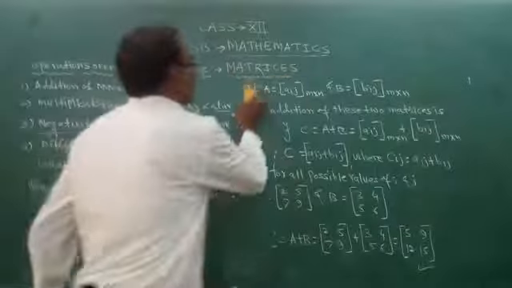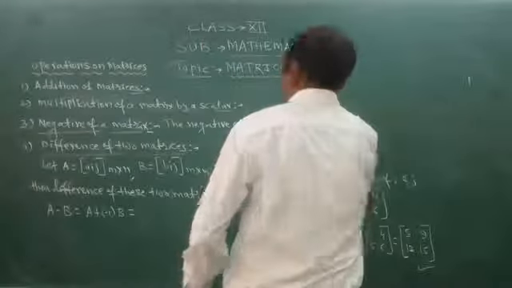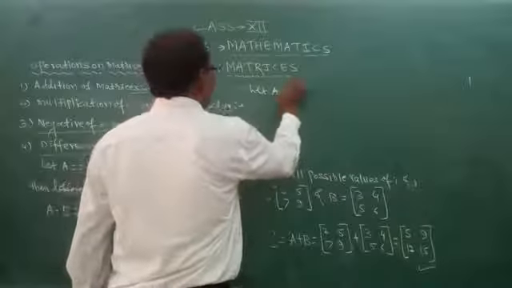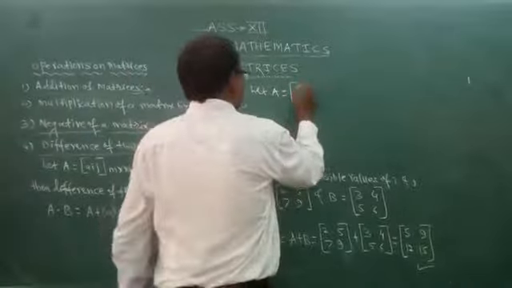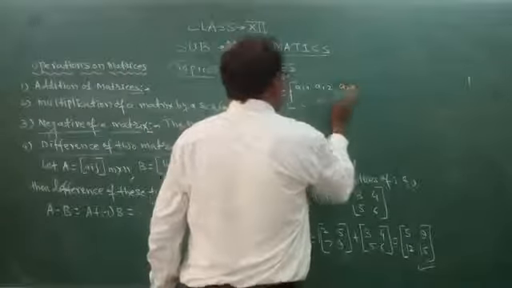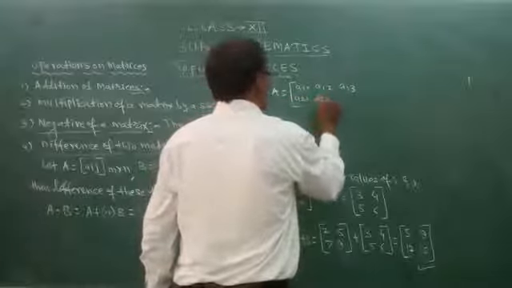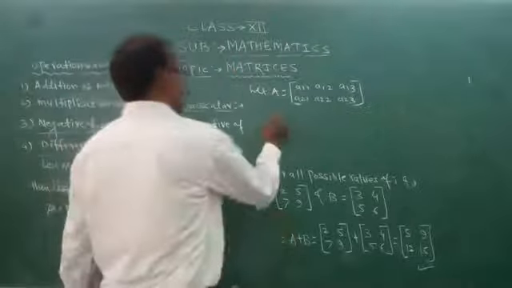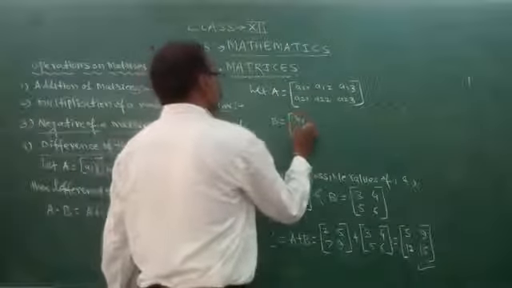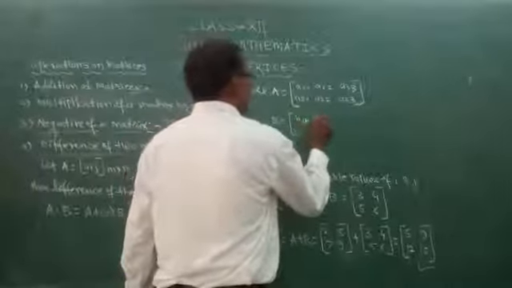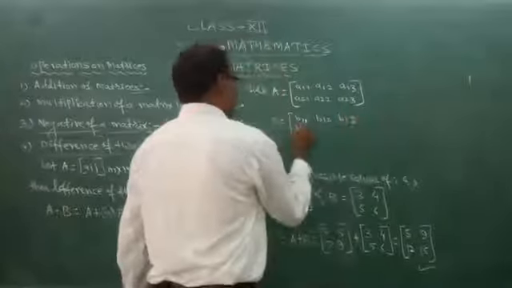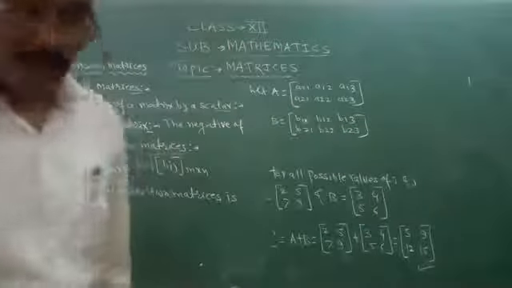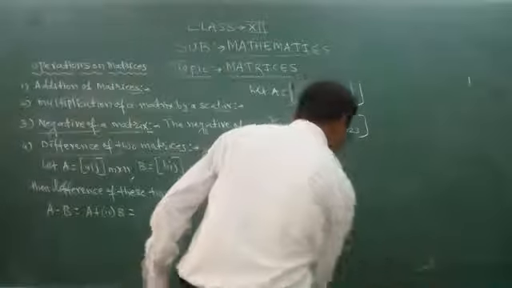Let us take an example. Let capital A is equal to the matrix A11, A12, A13, A21, A22, A23. This is of order 2 by 3, and capital B is a matrix of order 2 by 3: B11, B12, B13, B21, B22, B23.